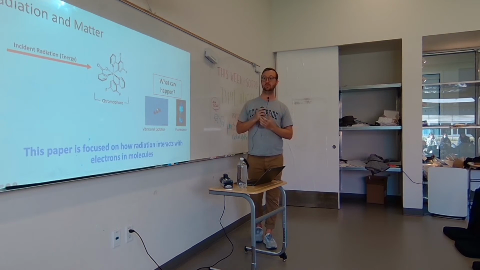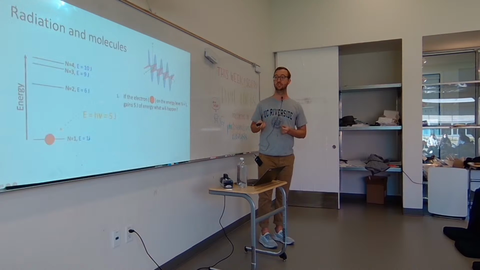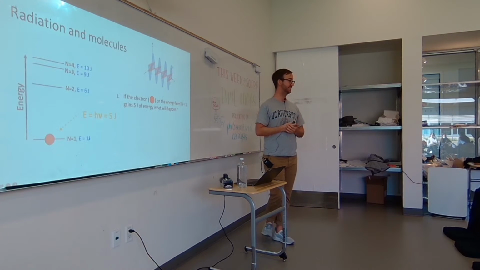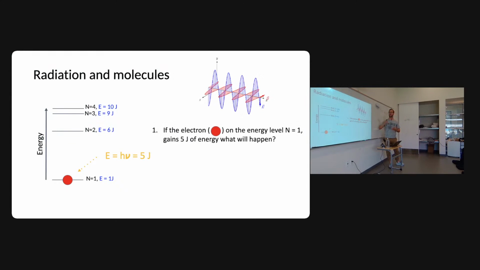This paper specifically is focused on how radiation interacts with electrons in molecules. If you're taking my chemistry class, these diagrams should look strikingly familiar. We have a version of a propagating radiation wave, which is a perpendicular magnetic and electric field moving through space, right? And on the left here, I have an energy diagram for a simple atomic structure. There are electrons and atoms. This is explaining what their energies can be.